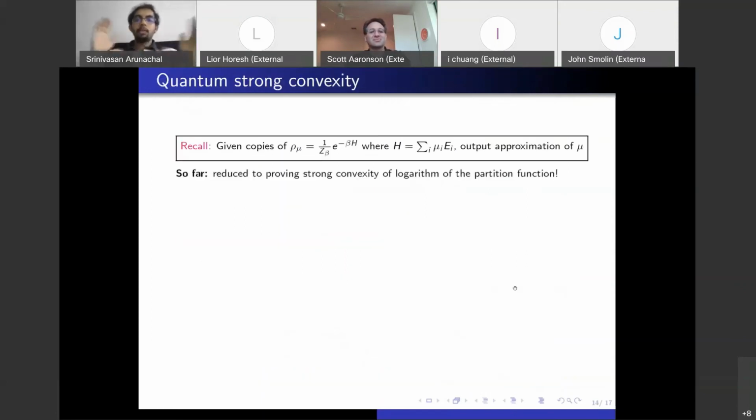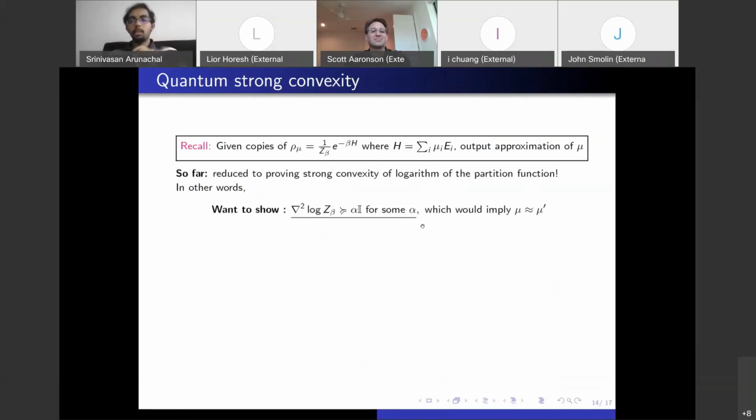So we reduced the learning problem to proving the strong convexity of the logarithm of the quantum partition function. In particular, what we want to show is that if you look at the Hessian of the log of the partition function, all the eigenvalues are at least alpha. If we could show this, then we know that mu is close to mu prime, and we are done. This is our quantum learning algorithm.